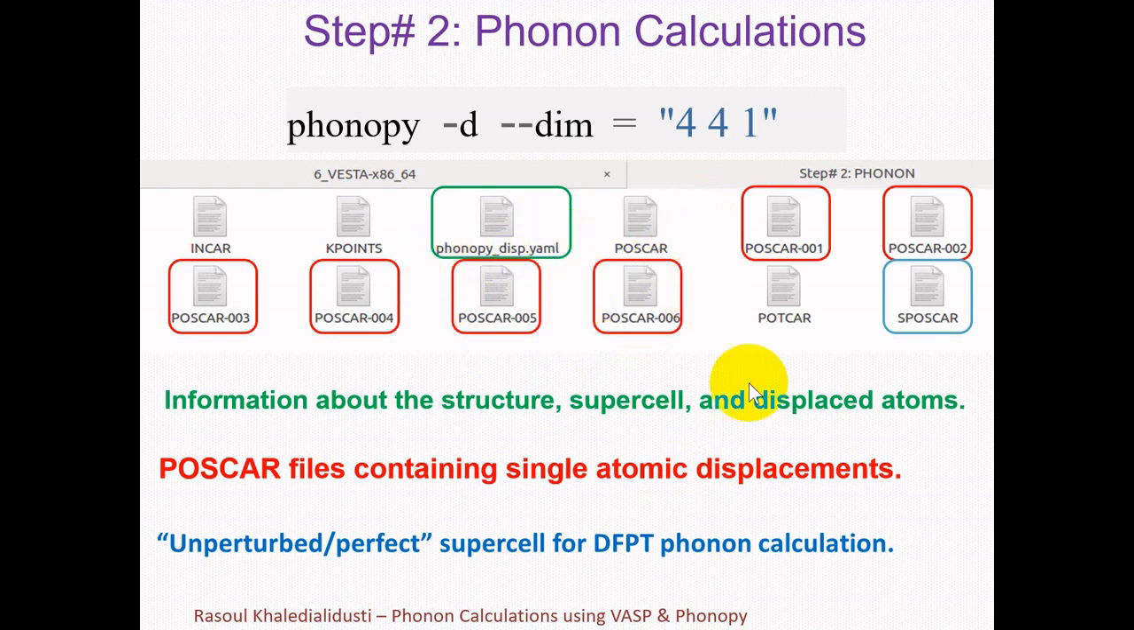The other file created here is SPOSCAR. SPOSCAR is the perfect supercell, and it is used for density functional perturbation theory, not the finite difference method. The only files that we need for the finite difference method are POSCAR-1, 2, 3, 4, 5, and 6 here. And it's quite dependent on your structure, as I said, and maybe you will get more than 6 single atomic displacements or fewer.